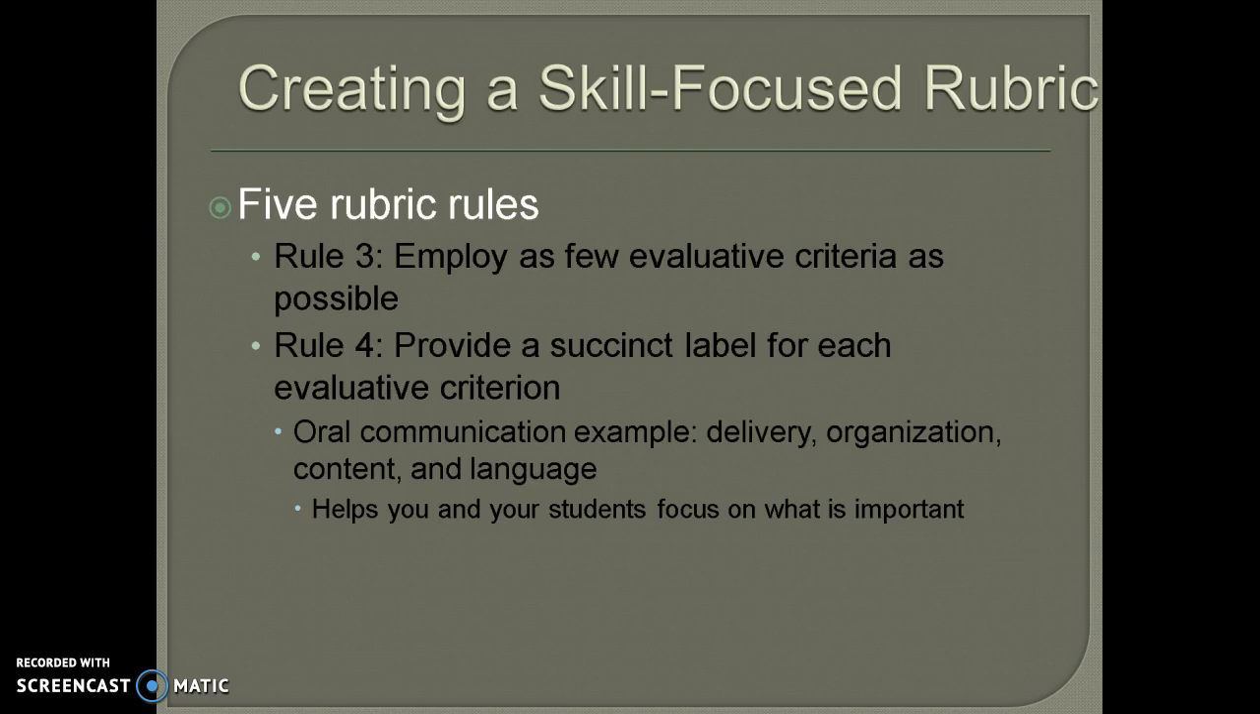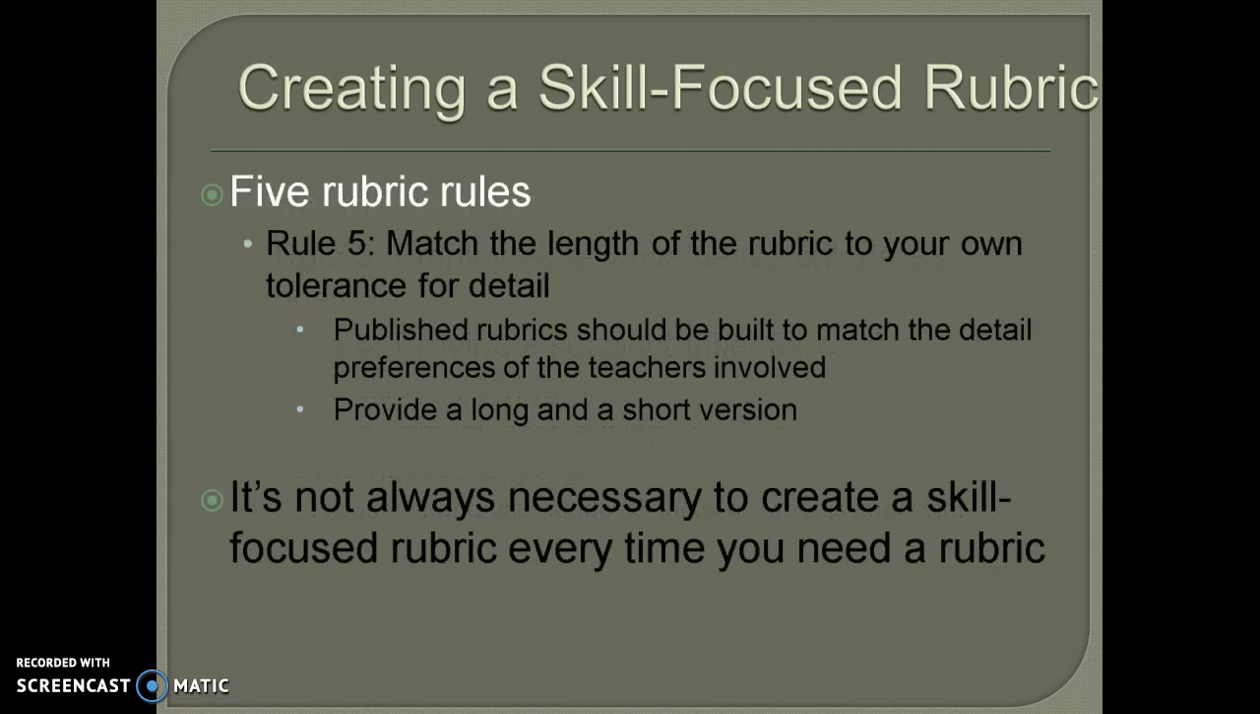And then the fourth one is to provide a succinct label for each. And I feel this is something that I have in my rubrics. But like delivery, organization, content, language, something simple like that. You don't want the evaluative skill to be a very lengthy, detailed type of thing. And that way students kind of know what they're focusing on when they're preparing their performance. And then the fifth rule is to match the length of the rubric to your tolerance for detail. So you don't want to have rubrics that are going to be very detailed, very long, very difficult to grade. Maybe you have a long version and a short version, depending on how much time you want to devote to grading, but you don't want to get overwhelmed for sure.